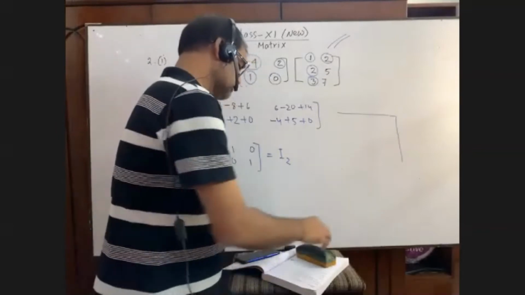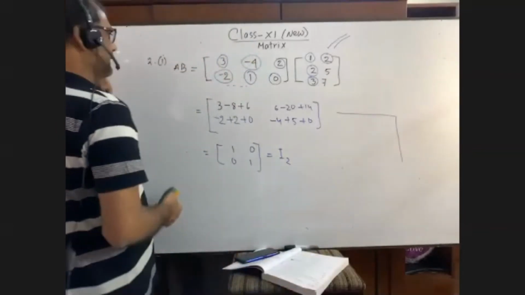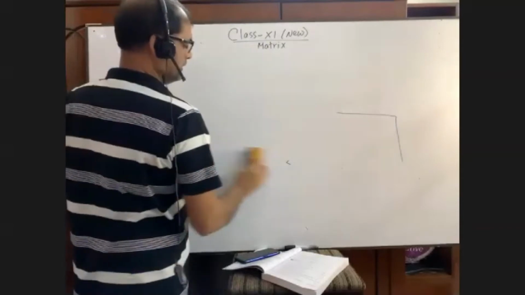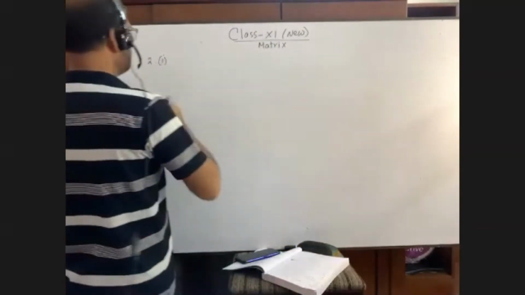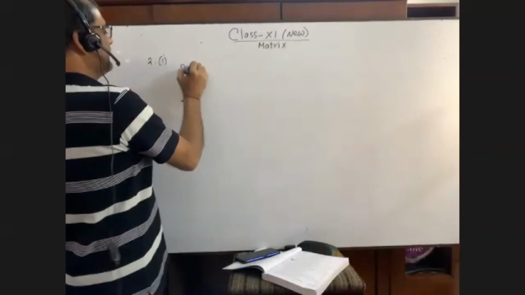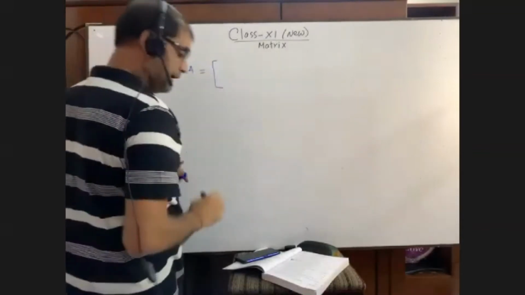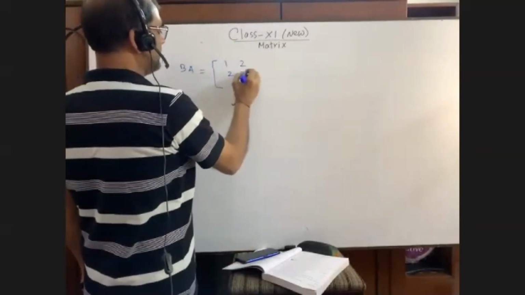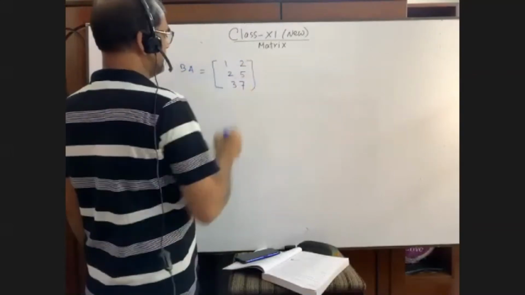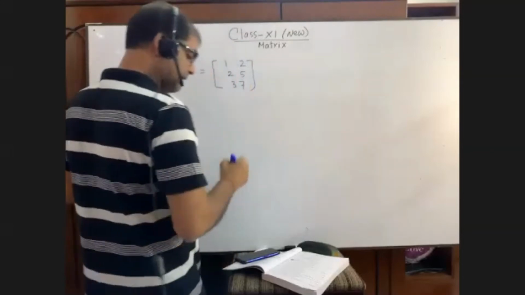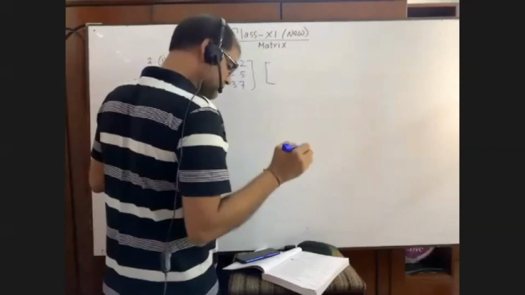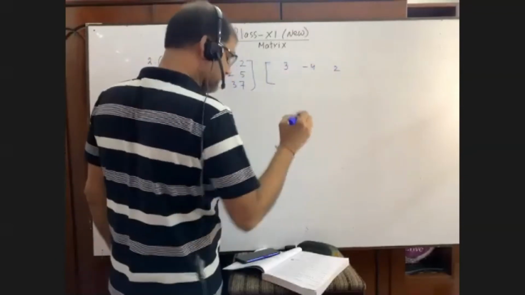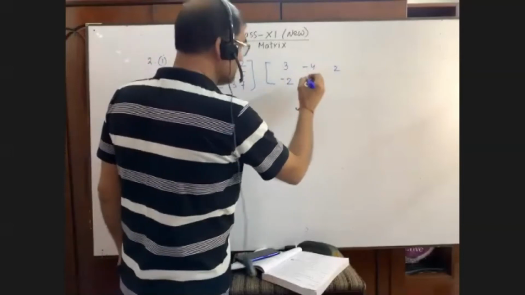Now, question number 2A1, you have to determine BA. You see, now BA. What is BA? At first you have to write B: 1, 2, 2, 5, 3, 7. This is B, and A. A means what? A means 3, minus 4, 2, and here it is minus 2, 1, 0.